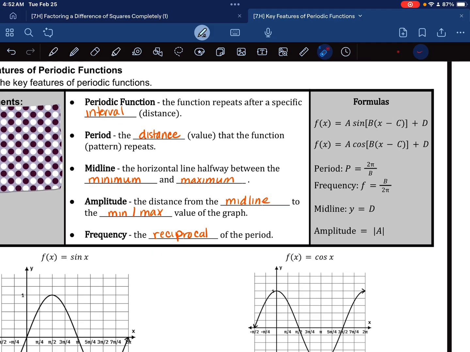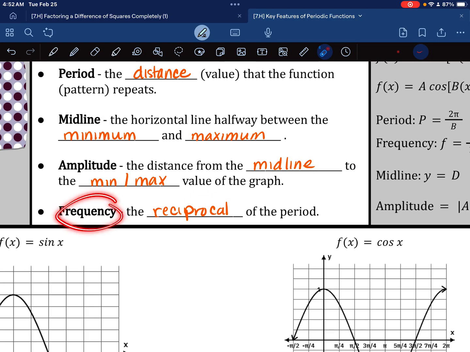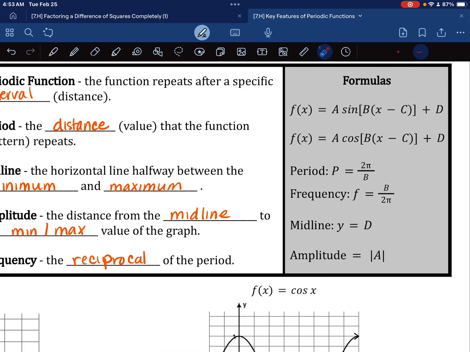The midline is the halfway point between the minimum and the maximum. And the amplitude is the distance from that midline to either the maximum or the minimum. That's the amplitude. And the frequency is the reciprocal of the period. When you think about frequency, think about radio frequencies. That's kind of where this comes from. If these were modeling sound waves, the frequency, which is how they determine where it is on the radio, comes from this. Neat.